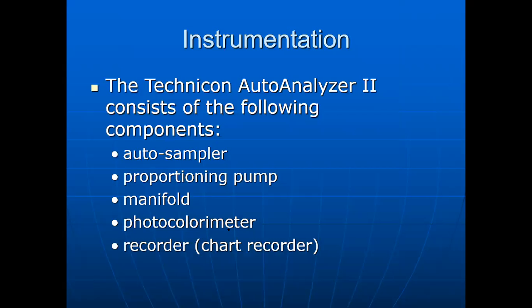So what is the technique of instrumentation? The AutoAnalyzer 2 consists of the following components: auto sampler, proportioning pump, manifold, photocolorimeter, and recorder. Recorder means chart recorder, where we get the sample readings. So with this, I think this is very advanced but quite simple auto analysis. With this, we are going to end our session today.